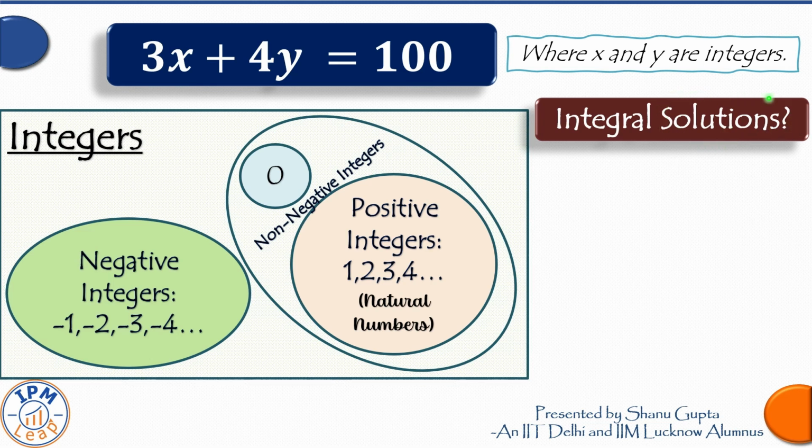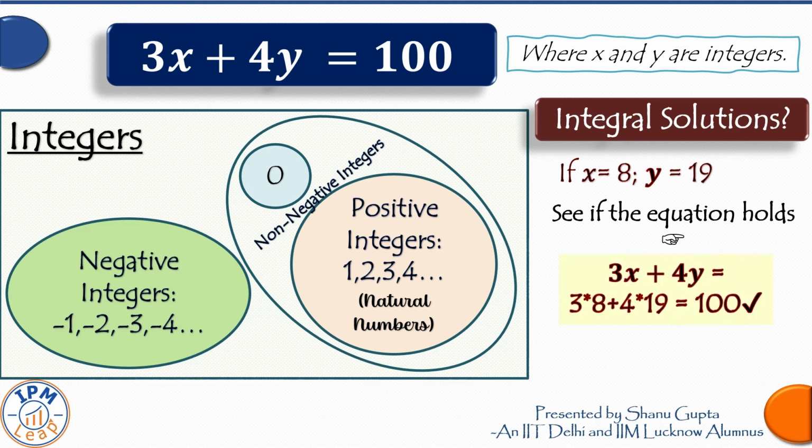solutions. Well, as we mentioned earlier, any combination of x and y for which the equation is satisfied is called a solution. For example, if we take x is equal to 8 and y is equal to 19, let us put these values in the equation and see if it holds.